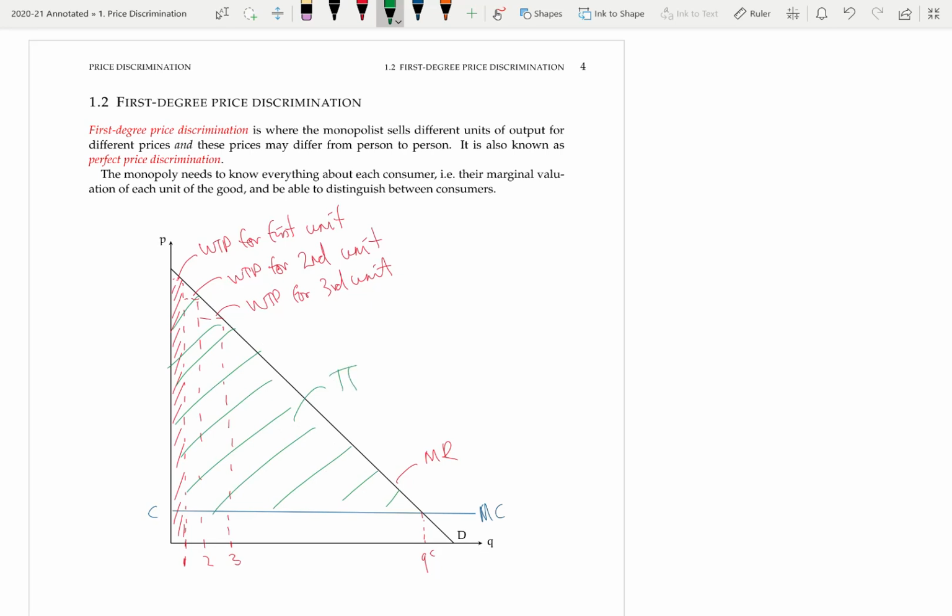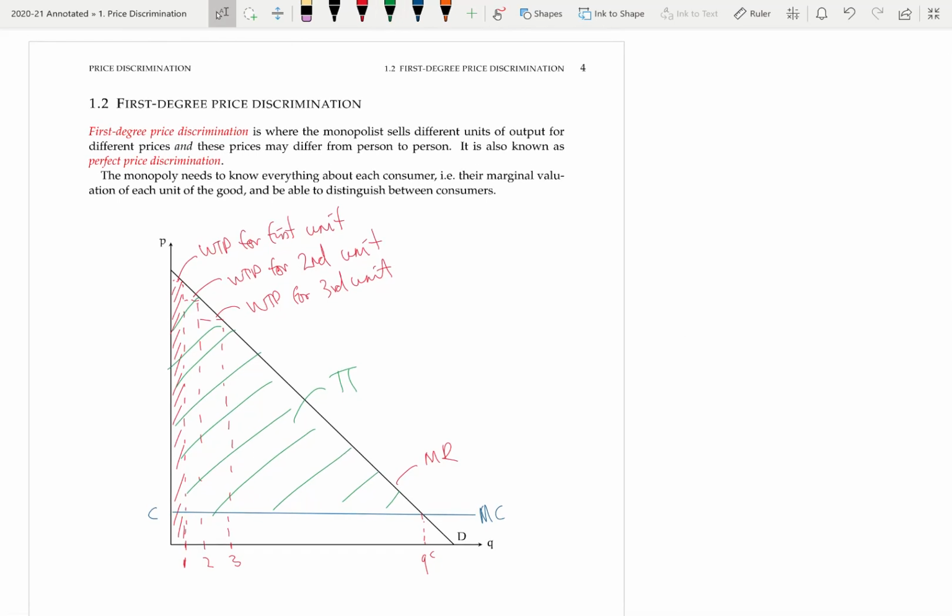There's no consumer surplus because each unit is being sold for exactly what the consumer is willing to pay. And total welfare is maximized because the output is equal to the competitive output, or more specifically, it's equal to the output where the marginal benefit of the last unit in terms of consumption is equal to the marginal cost of production. Profit here is equal to welfare. So just to summarize, first degree price discrimination maximizes welfare, and under first degree price discrimination, there's no consumer surplus.